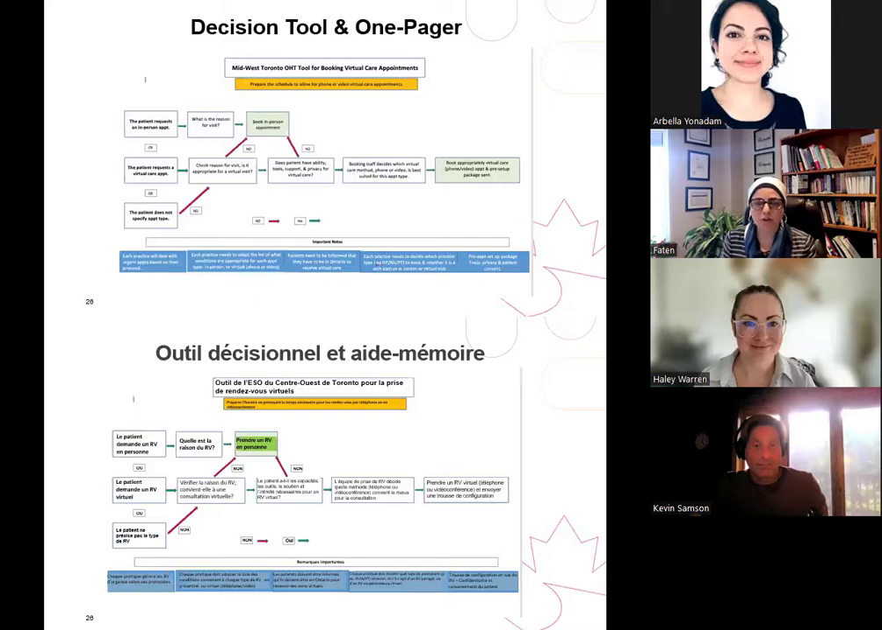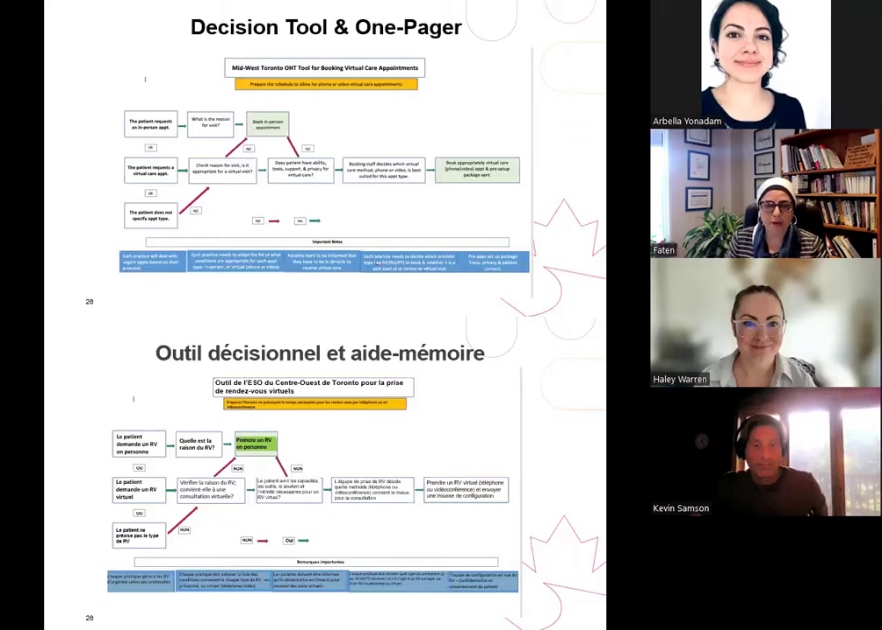Now, we just want to let you know the assumptions we made while we were creating this decision tool was that if the patient says, I want an in-office visit, that patient would be given an in-person visit so that they don't come back for the same issue again, because we don't want to increase the number of appointments for that patient. And if you look at the bottom of the tool, you see these blue boxes. And those blue boxes we thought were really important notes that we wanted to make sure that whoever was using the tool would look at.